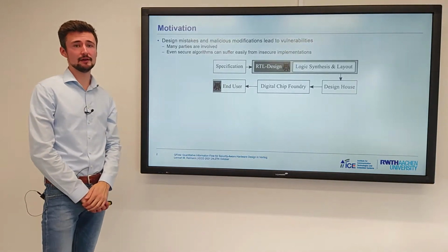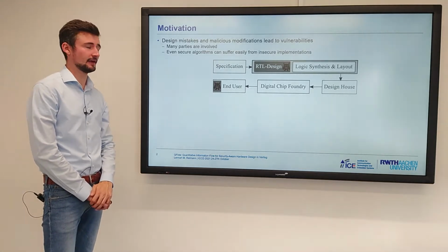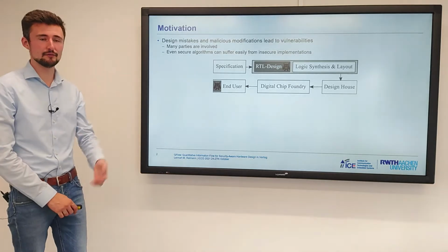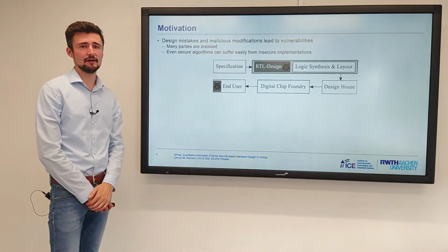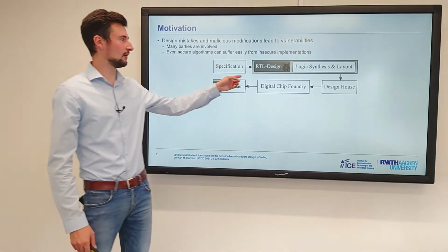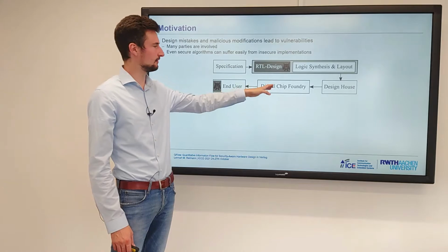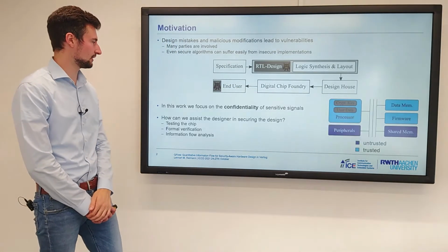The high complexity of modern hardware designs and the many parties being involved lead to many design mistakes in the hardware description, which then lead to vulnerabilities. This means that even a secure algorithm could suffer from insecure implementations. We will focus on the RTL design process and assume that the rest of the production flow is secured by other means, for example, logic locking.